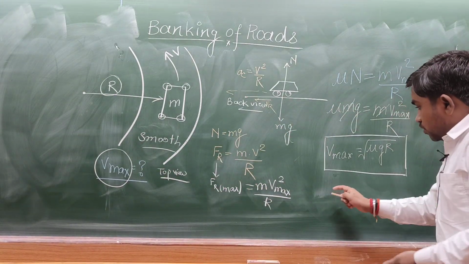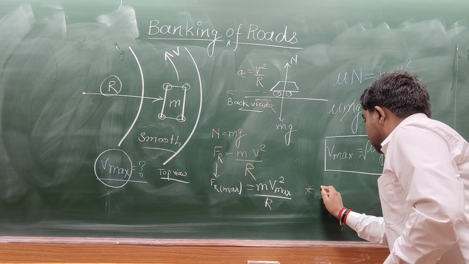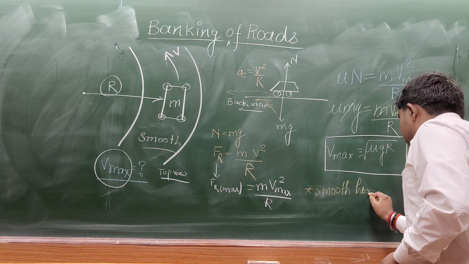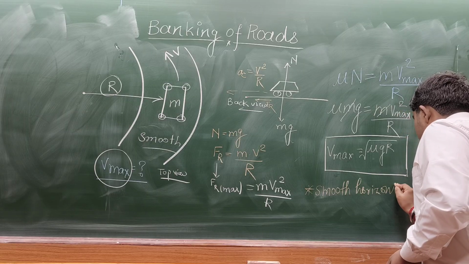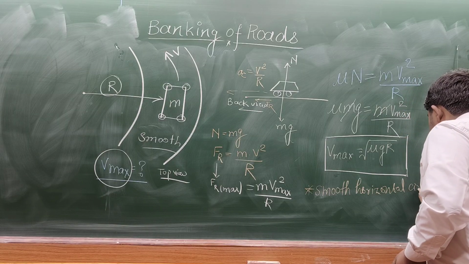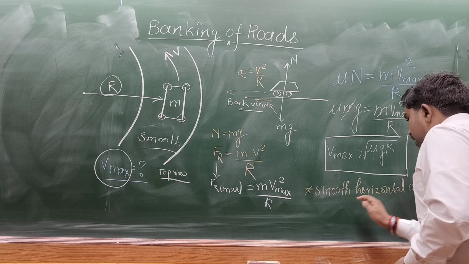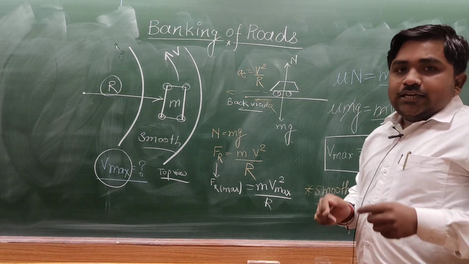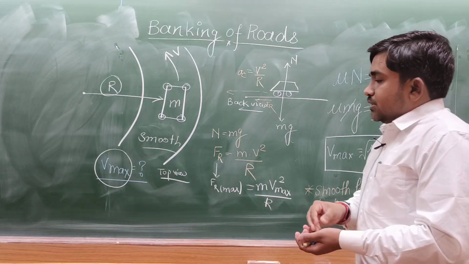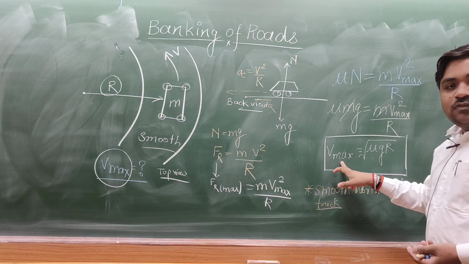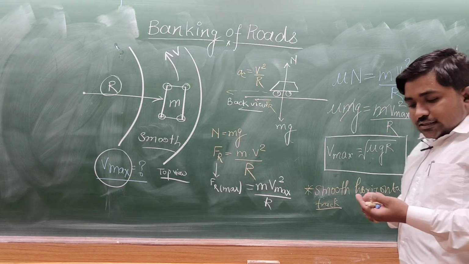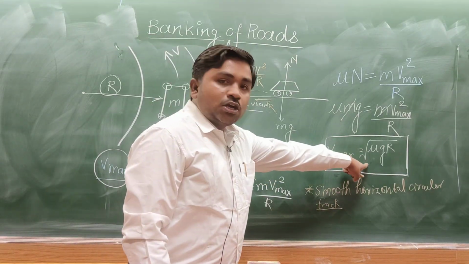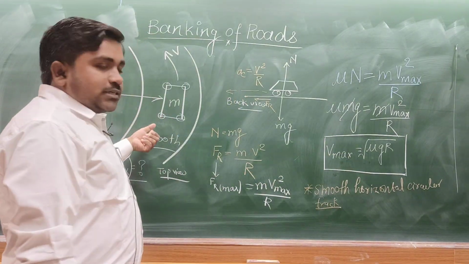So we can note down here that on a smooth horizontal circular track, we cannot take a safe turn. But if we make this surface rough, we get the maximum velocity, that is square root of mu g r. That means if you maintain your car velocity equal to this or less than this, then you can take a safe turn.